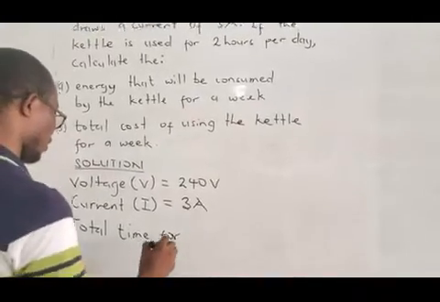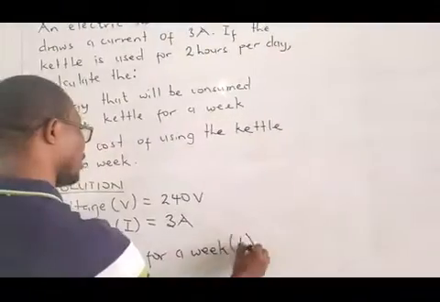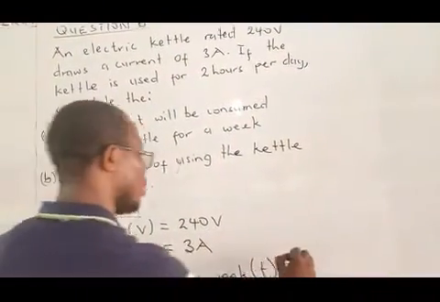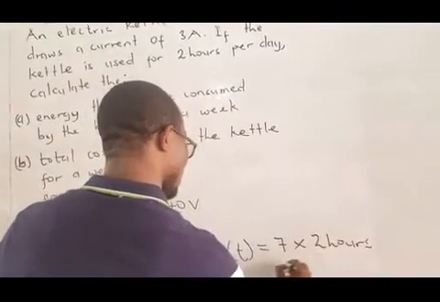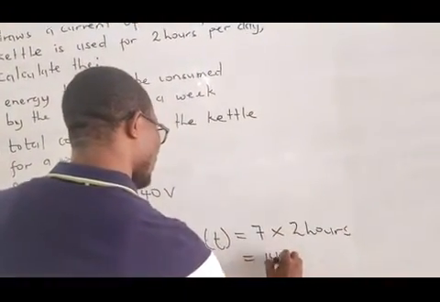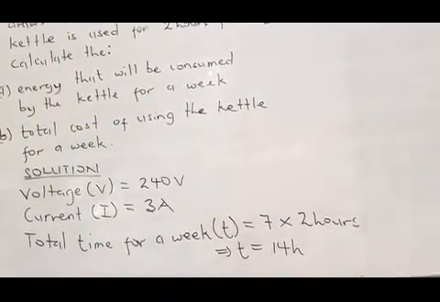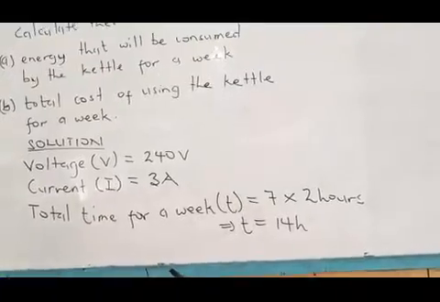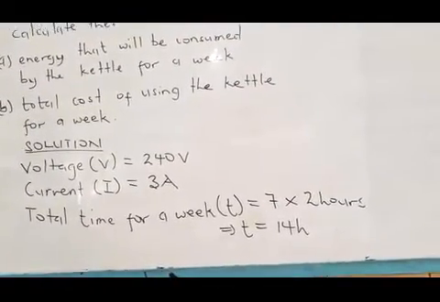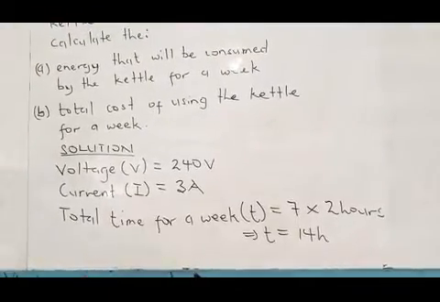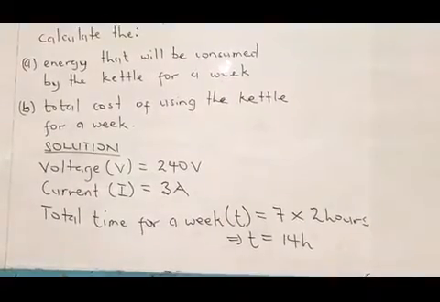So the total time for a week will be equal to 7 times 2 hours, and that will be equal to 14 hours. The total time for using the kettle for 1 week is 14 hours. Okay, so now let's look at the actual question.